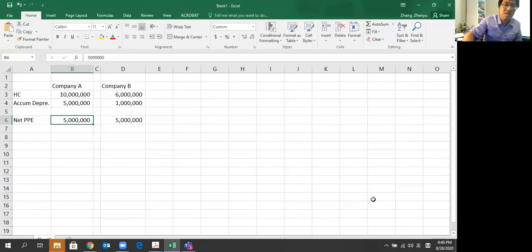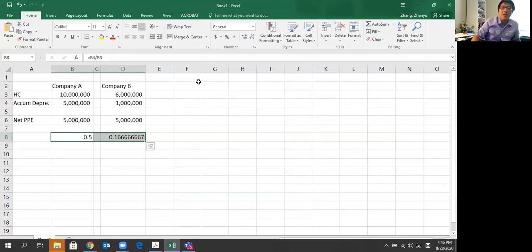If we divide accumulated depreciation over historical cost, we get what we want. Accumulated depreciation represents what has been used, and historical cost represents the original cost on the first day it was put to use. What was the book value of it?